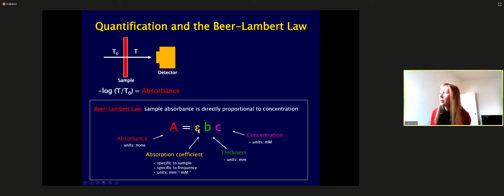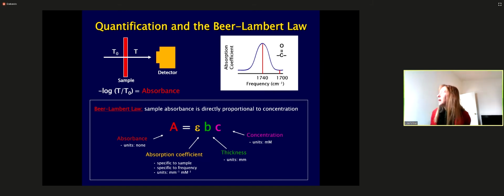So a C double bond O will have an absorption coefficient which is different than a C single bond O. Basically that's what this is saying here: the absorption coefficient for a C double bond O at 1740, where it absorbs, is a large number, whereas at 1700 it's a smaller number. And so it's really just measuring what the propensity to absorb at that particular frequency will be. But that's a constant for bond type.